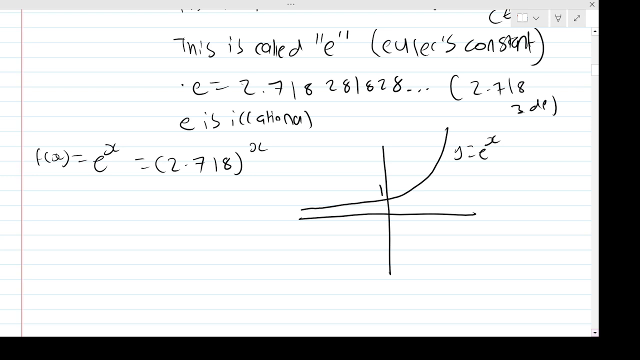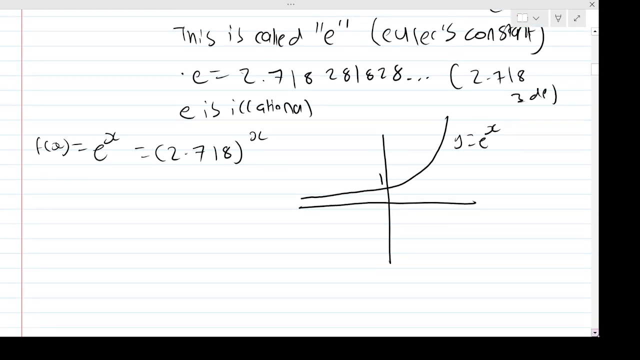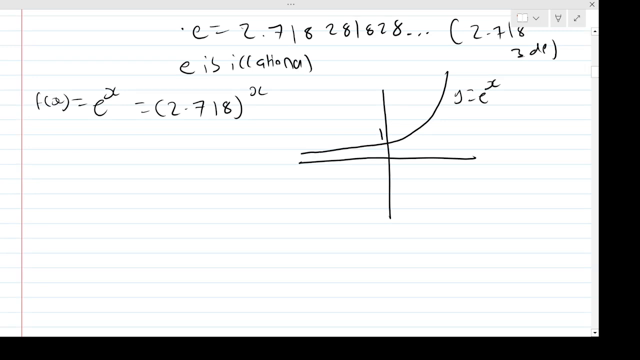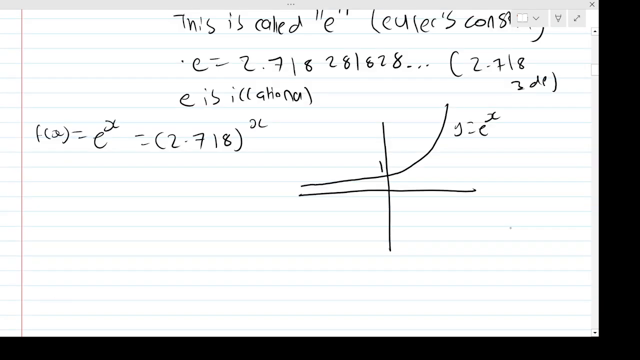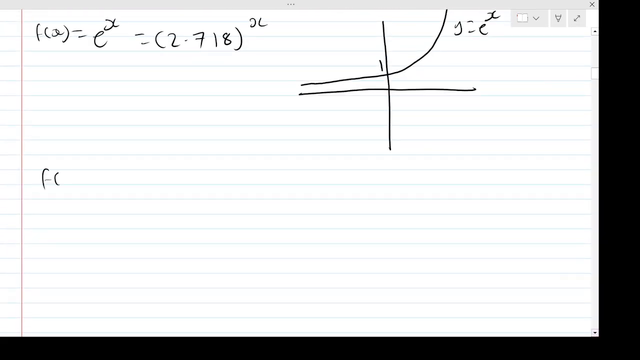Hopefully it shouldn't be too unfamiliar. Again, a sort of standard exponential graph. You do need to learn this graph, but it's just an exponential graph in general. But what's the most interesting about this is to do with its derivative. So we can actually differentiate e to the x. If f of x is equal to e to the x, then my problem is, what is the derivative?